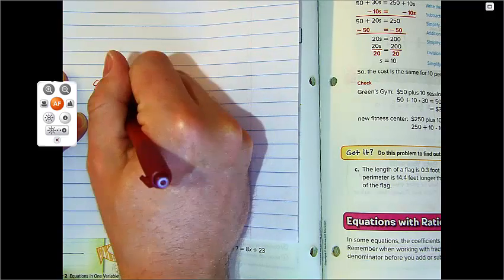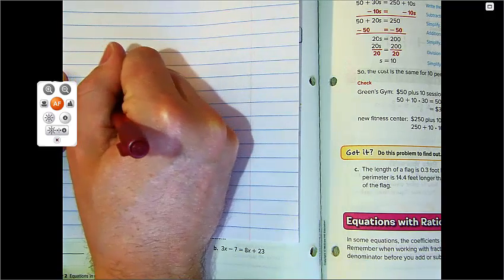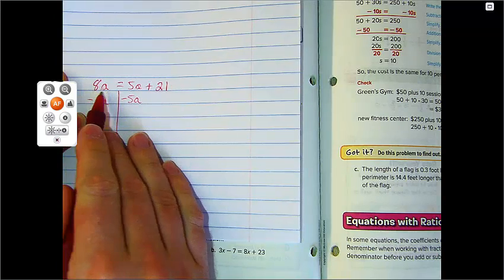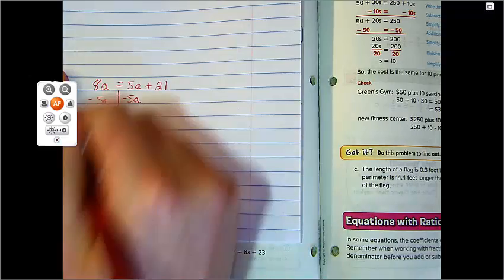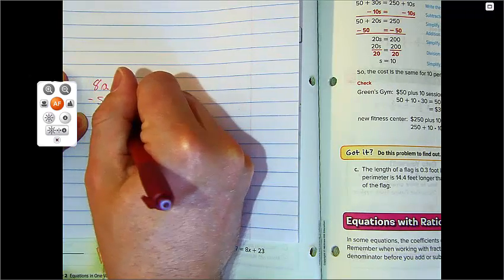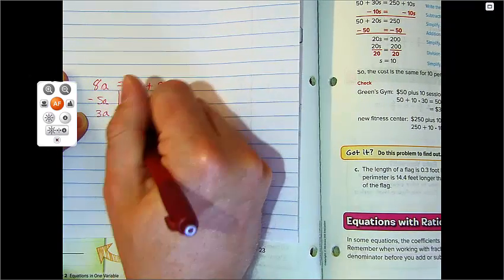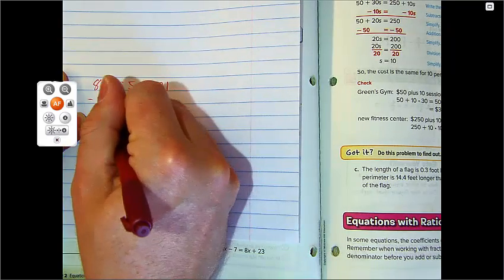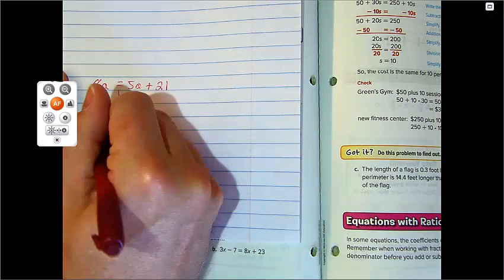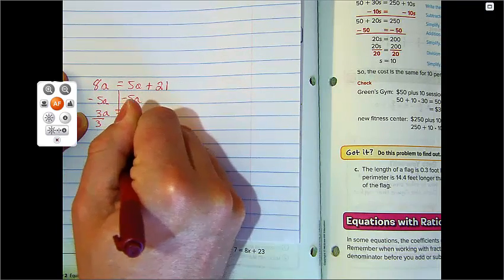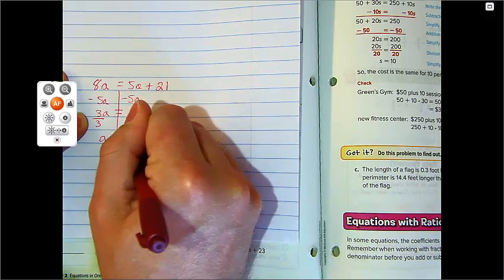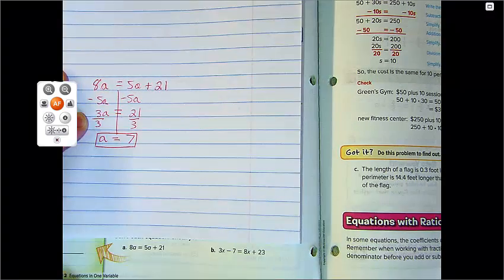How do I get rid of a positive 5a? I subtract 5a. Don't forget to make your line. So then you just say, okay, I have 8 A's, call them apples, 8 apples, take away 5A, 5 apples. How many apples am I left with? I'm left with 3A equals what's left over here, 21. Now I want to get A by itself, so how do I get rid of multiplying by 3? I divide by 3, and we're left with A equals 21 divided by 3 is 7. Box or circle that answer. And then obviously if you're supposed to check, make sure you check.